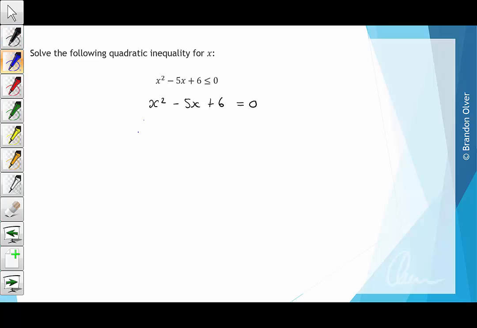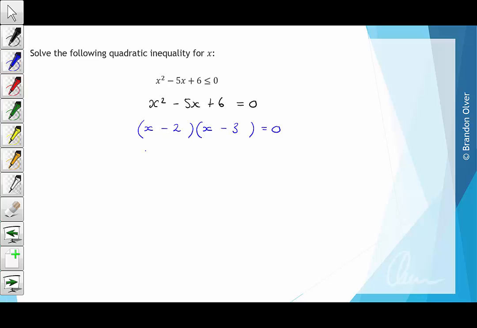So when we solve an equation, we factorize, and in this case it's a fairly straightforward one where we have x and x to give x squared, and then we want to find two numbers that multiply together to give positive 6 and add together to give negative 5. So in this case, hopefully you can spot that they are negative 2 and negative 3.